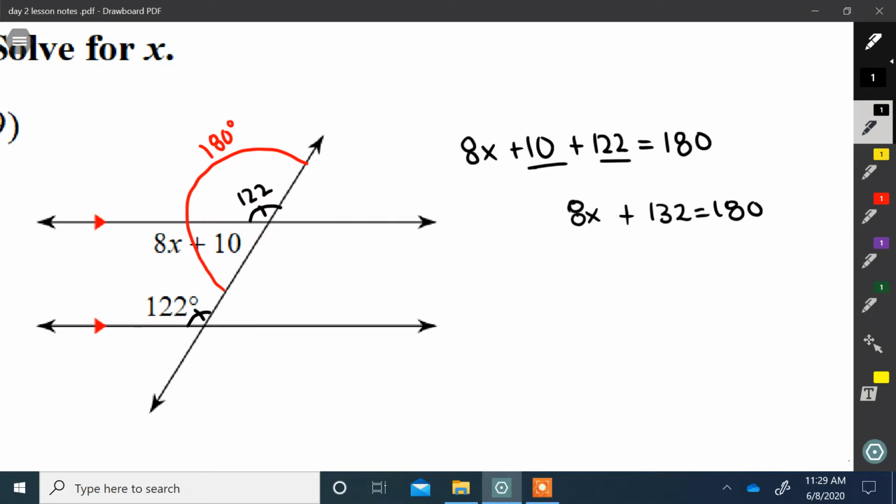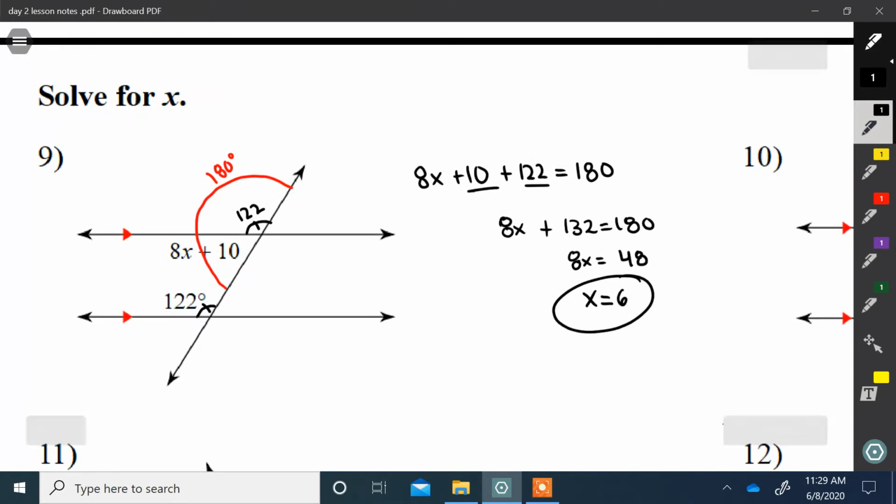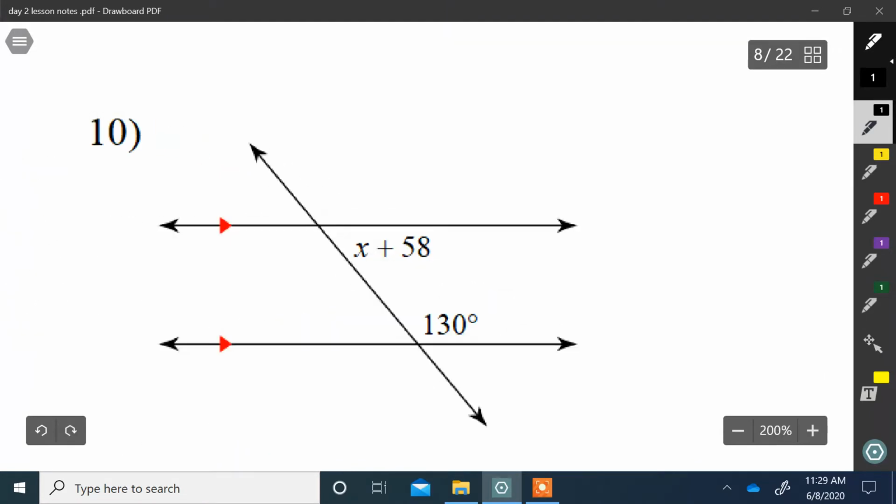Then we're going to subtract 180 minus 132. That's going to give me 48. And then I'm going to divide by 8, and that's going to give me x is equal to 6. Alright? So we use this idea of transverse and parallel lines in order to solve this. Let's do a couple more problems so that we understand this very clearly.